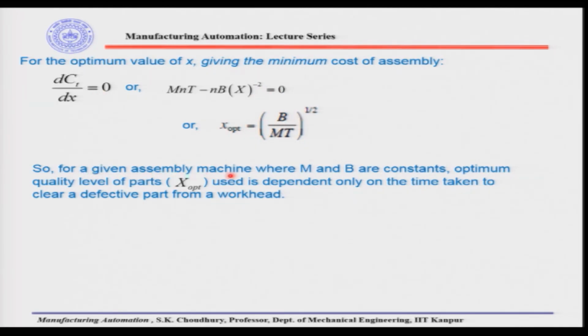So, for a given assembly machine where M and B are constants, the optimum quality level of parts used is dependent only on the time taken for clearing the defective part from a workhead, because B and M we assume to be constant. So, therefore, the optimum level of the part quality is inversely proportional to the root over T, and capital T is the time taken for an operator to diagnose the problem and restart the machine. So, this is the conclusion that we can make from this equation.